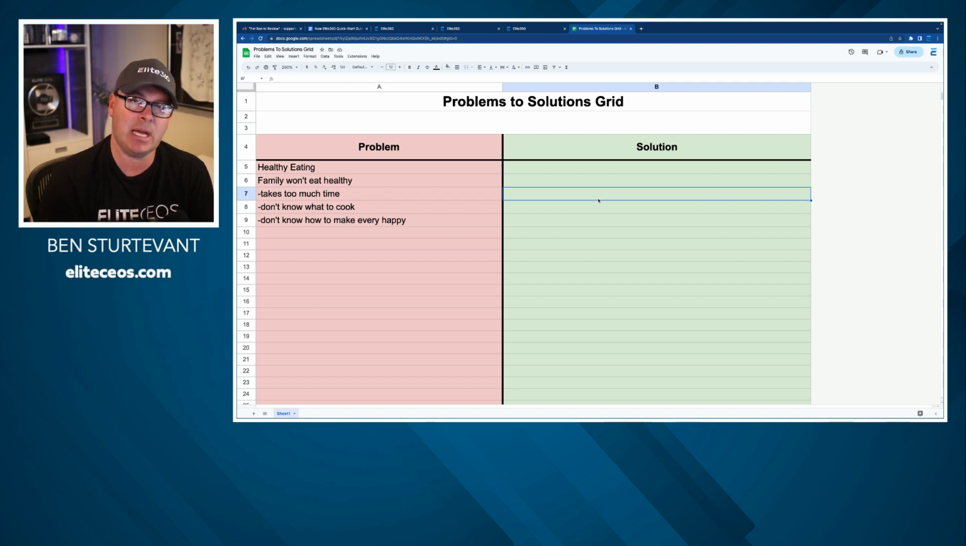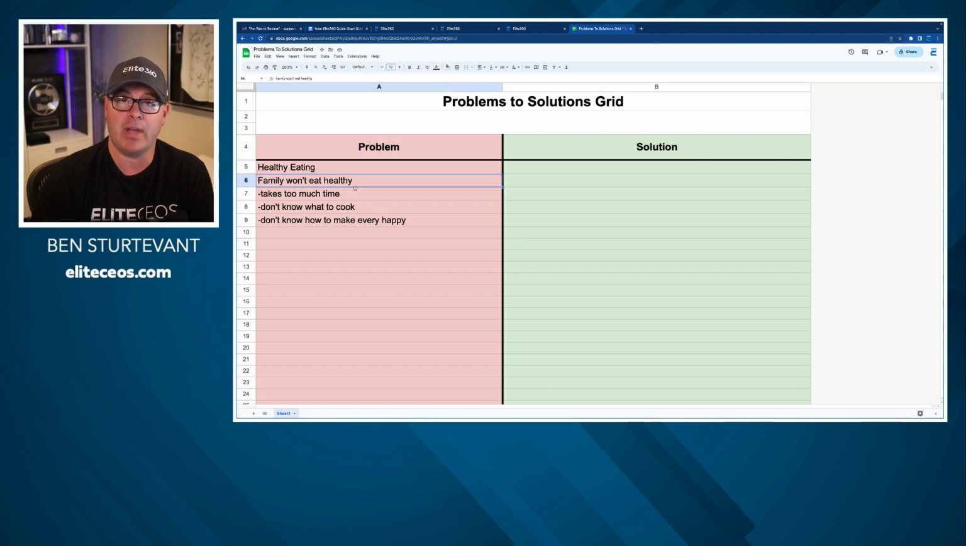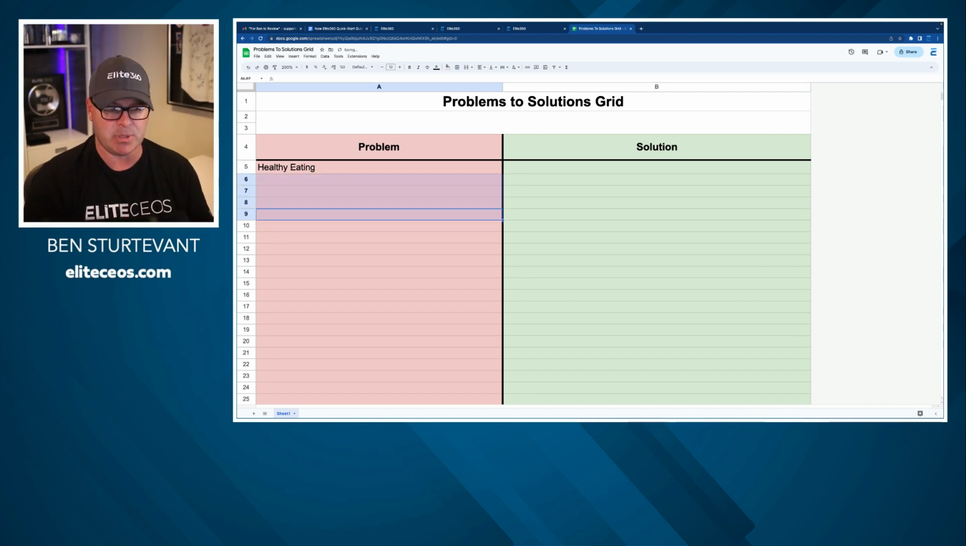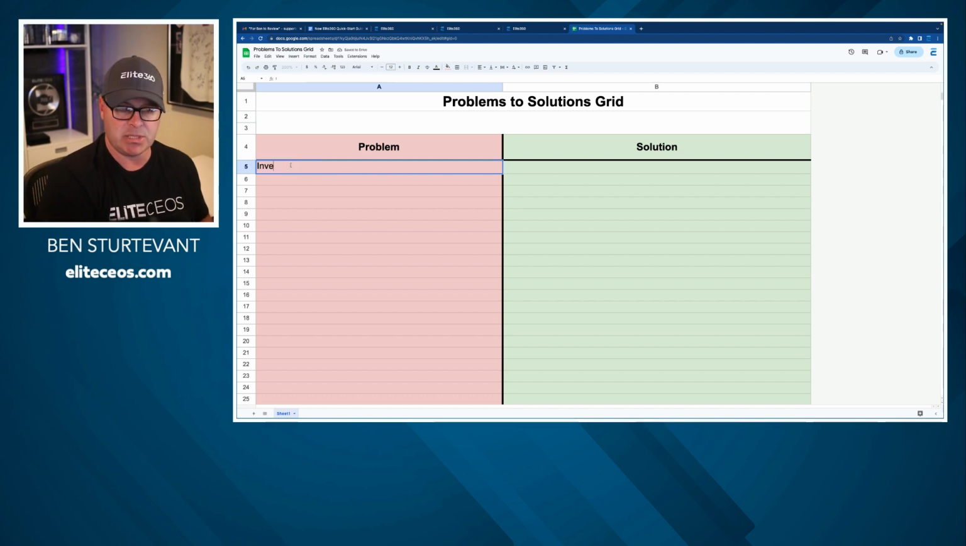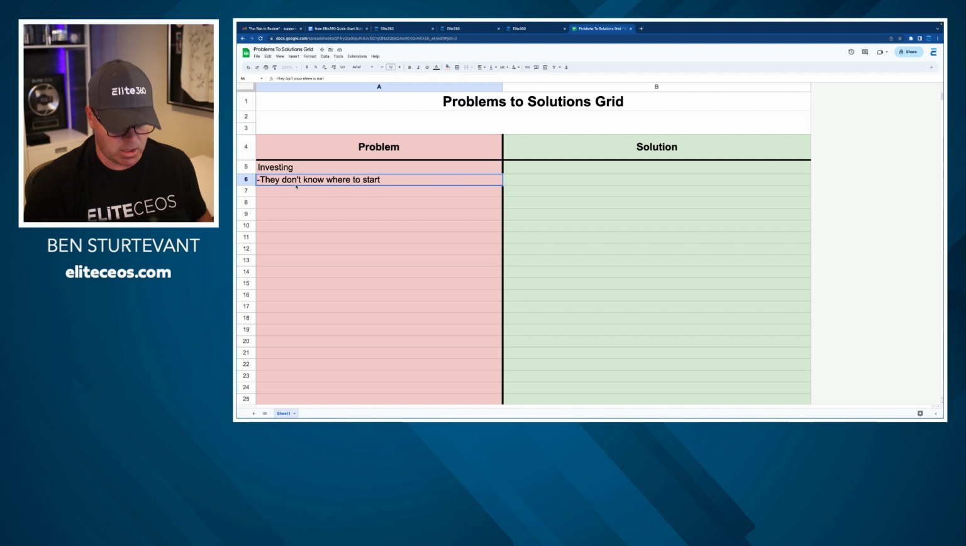So it's similar to the other one, right? But this one is specific and focused around the family. It's a different objection, a different problem, but it's something that people are dealing with. Again, you can do this in all different types of niches. Let's say you're teaching investing, right? And one of the hurdles or problems that people have to get through is they don't know where to start. They don't know what stocks to buy, right?